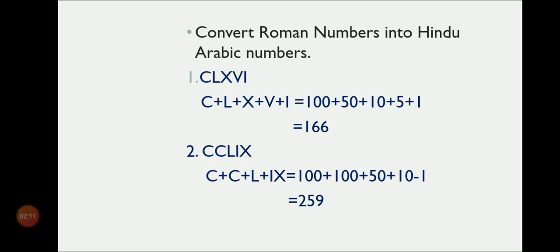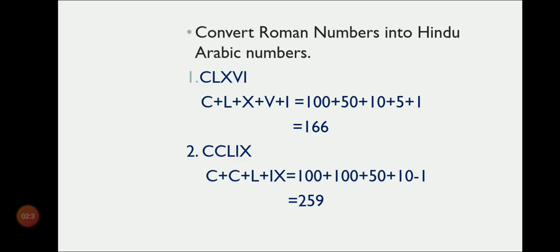Okay. Example sums. Convert Roman numerals into Hindu Arabic numbers. Here we have some Roman numerals and we convert them into Hindu Arabic numbers. See the Roman numeral C, L, X, V, I. It is arranged from greater to smaller. So shall we start to do it?